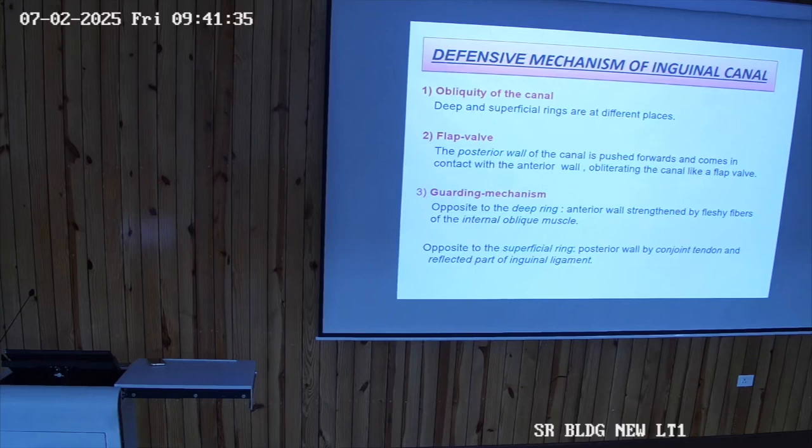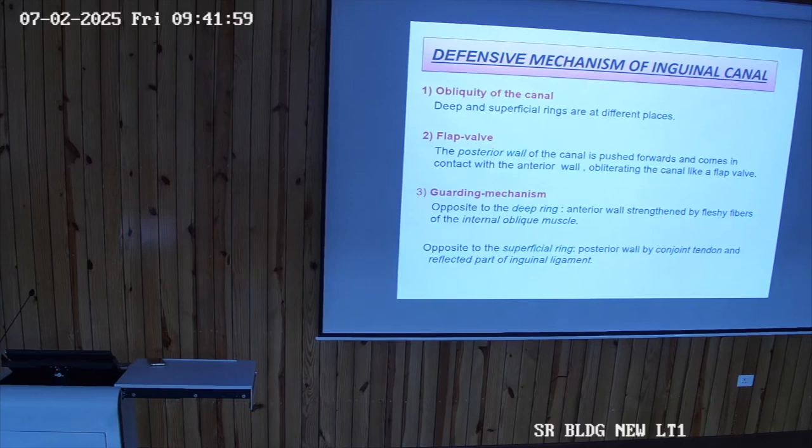The canal was straight in the newborn. हाँ, so now what are the mechanisms? One is the obliquity of the canal. Deep and superficial ring are at different places. Where is the deep ring? In the fascia transversalis. Surface marking, very important because वो test करते हैं: 1.25 centimeter above the mid-inguinal point.